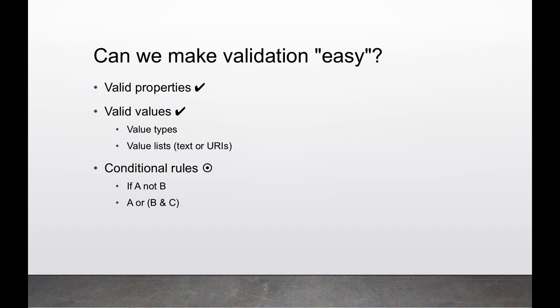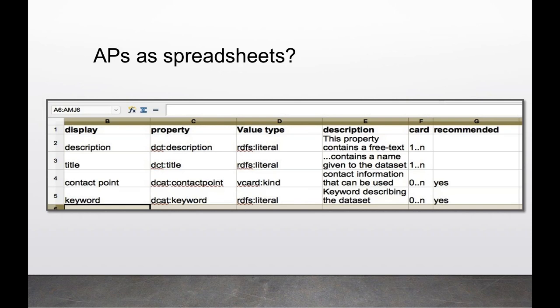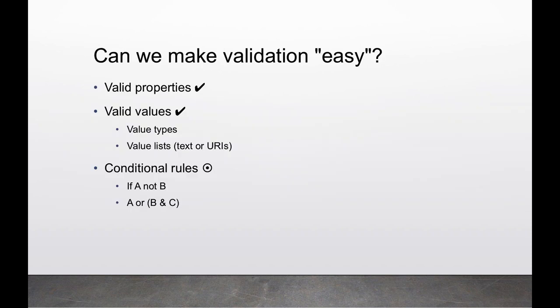One of the big questions is, can we make validation easy? Validation is not easy. And the other question is, what part of validation can we reasonably include in a machine-readable application profile that is done in this Dublin Core simple way? Fairly easy to list the valid properties. As you see here, you would have your list of properties. Valid value types, possibly. You would have types and lists. This is something that we can probably do.